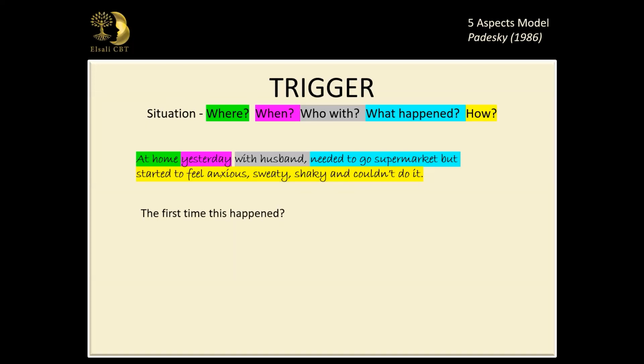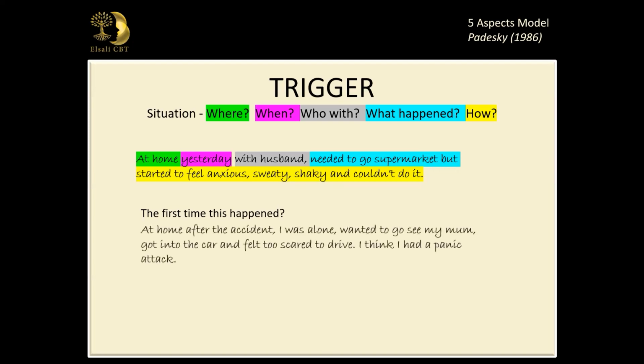So if we continue asking a few more questions in terms of the trigger, we might get a little bit more information. So a good question to ask also might be the first time that this happened. And here we get a bit more information. So she was at home after the accident. She was alone. She wanted to go and see her mum, but when she got into the car to go see her mum, she felt too scared to drive. And she thinks that this was the first time that she had a panic attack.